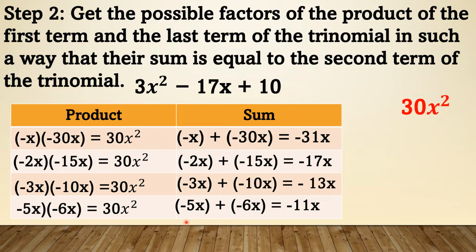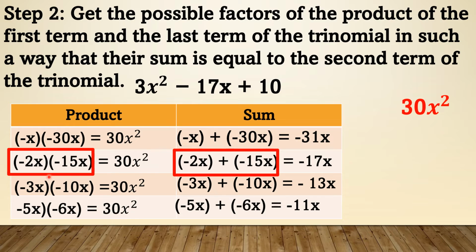So if we are going to get the sum of that, negative 5x plus negative 6x, the result is negative 11x. So we have here the possible factors of 30x squared that if we are going to get their sum, we have here the results. So which of these possible factors of 30x squared will give us the sum of the middle term?